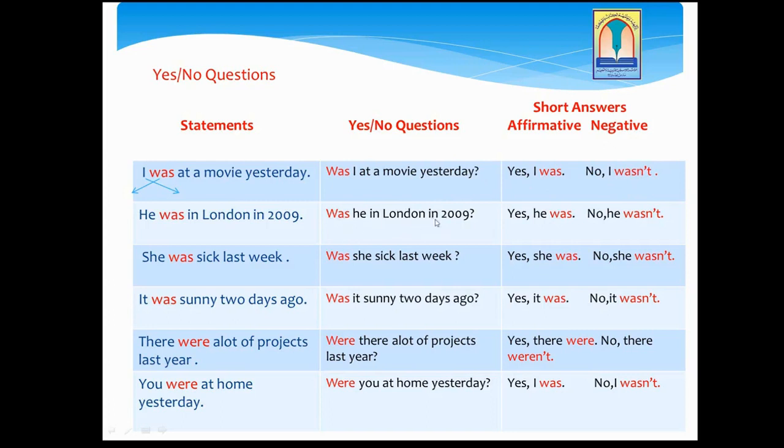Was he in London in 2009? Yes, he was. No, he wasn't. Was she sick last week? Yes, she was. No, she wasn't. Was it sunny 2 days ago? Yes, it was. No, it wasn't.